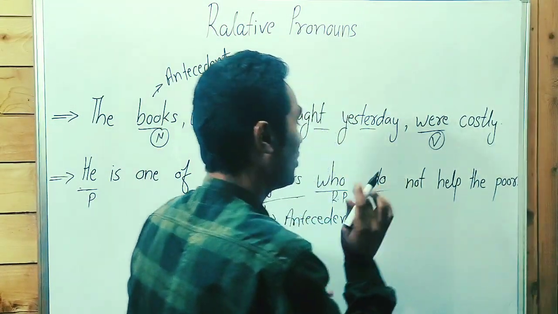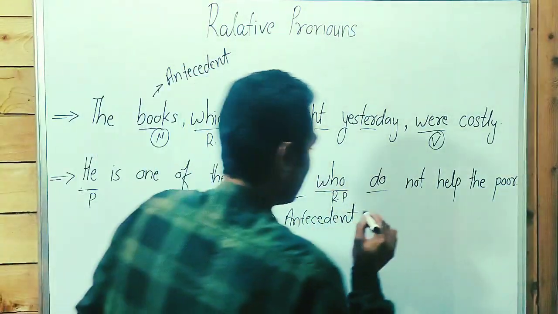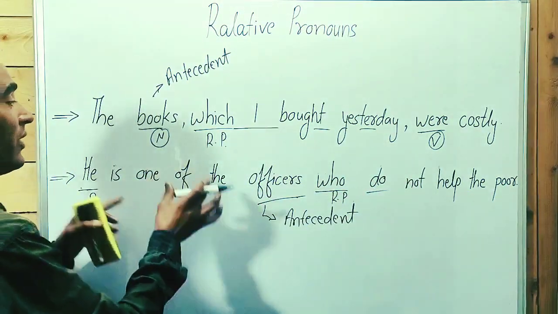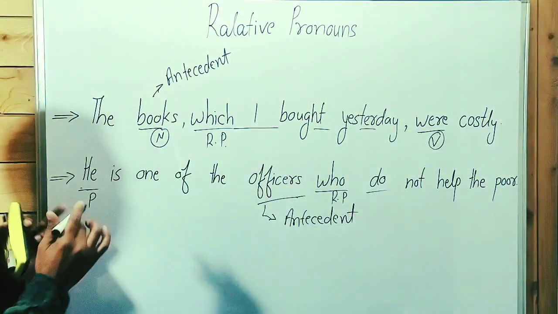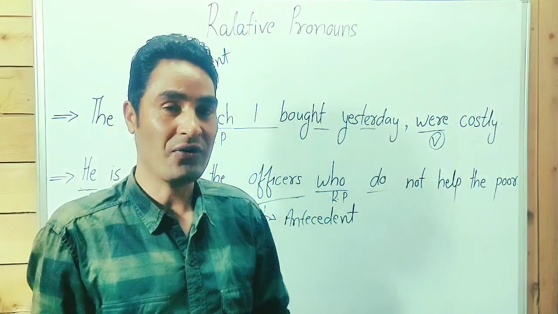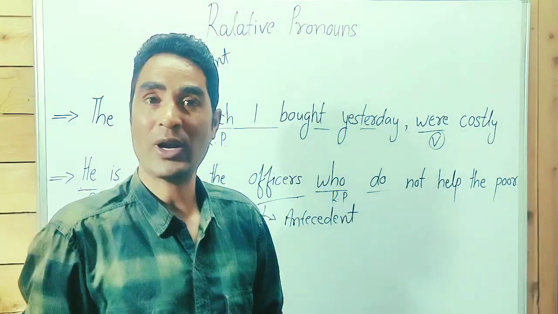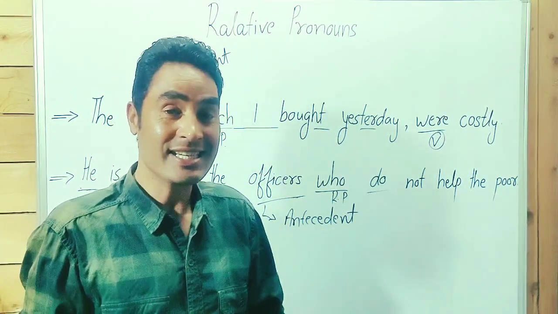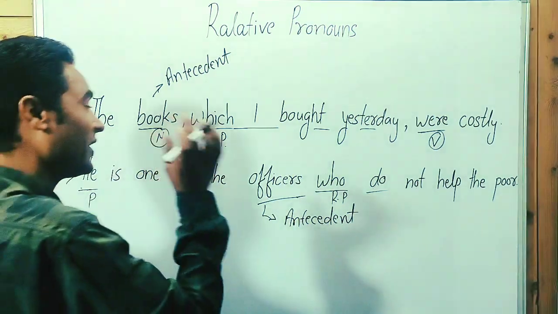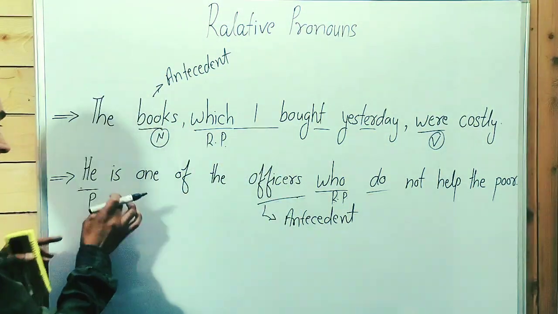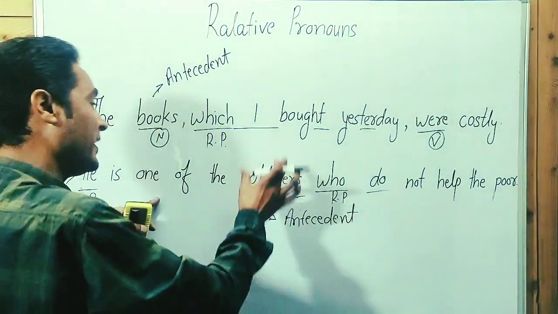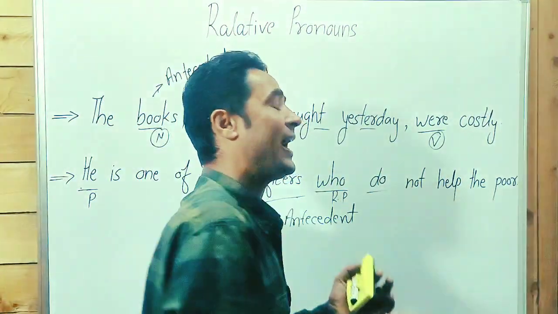"Do not," as you know, is the main verb of this clause. He is one of the officers. As you know, after "one of the officers" we always use a plural noun: one of my friends, one of my brothers, one of my sisters, one of my cousins. He is one of the officers, one out of many. He is one out of many officers who do not help the poor.